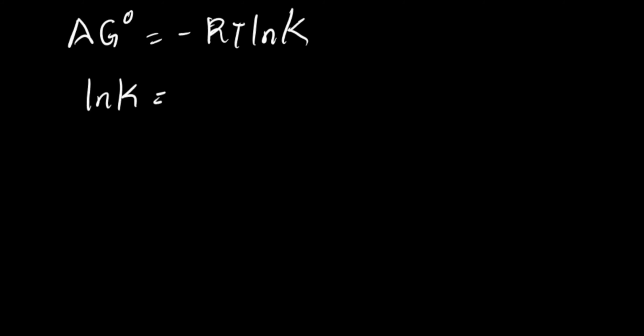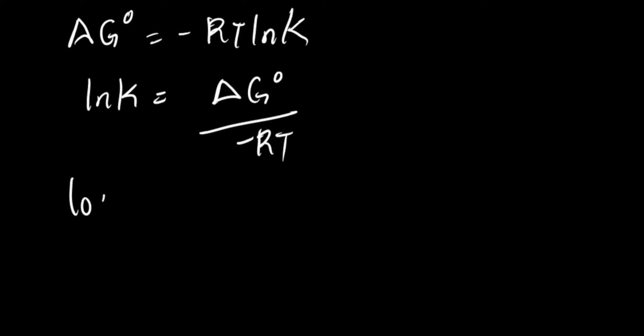Having established the relationship delta G naught is equal to negative RT ln K, this is how G naught relates to K. How does K relate to G naught? So we'll be doing a change of subject here. We divide through by negative RT, so we'd have that ln K is equal to delta G naught divided by negative RT. Now, ln K is the natural logarithm of K, and it's simply log to the base e. e is Euler's number.